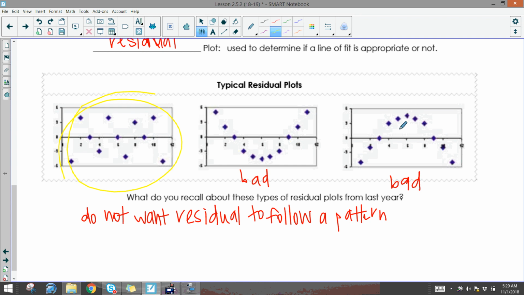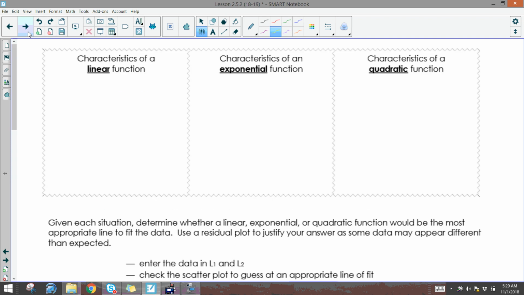If you're getting a picture like 2 or 3, that means you picked a bad line of best fit, and we need to choose a different one. So choosing a different one, obviously we have options. If you go to the back of your notes, we now have 3 options here for lines of best fit. Last year you only had 2, but now we've done quadratics, and now we have 3.